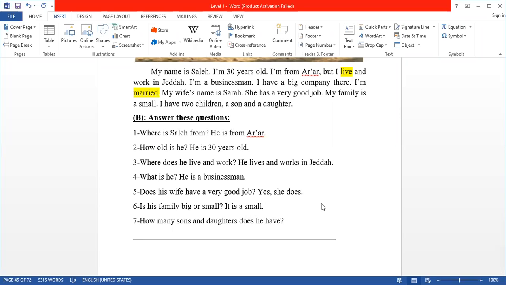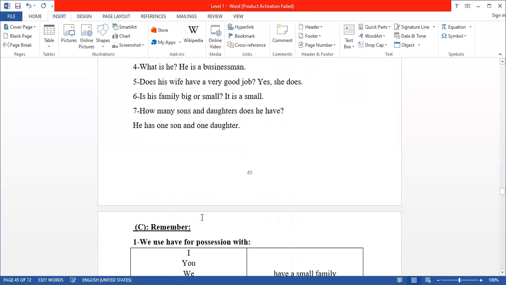The last question. How many sons and daughters does he have? He has a daughter and a son. Or we can say, he has one son and one daughter.